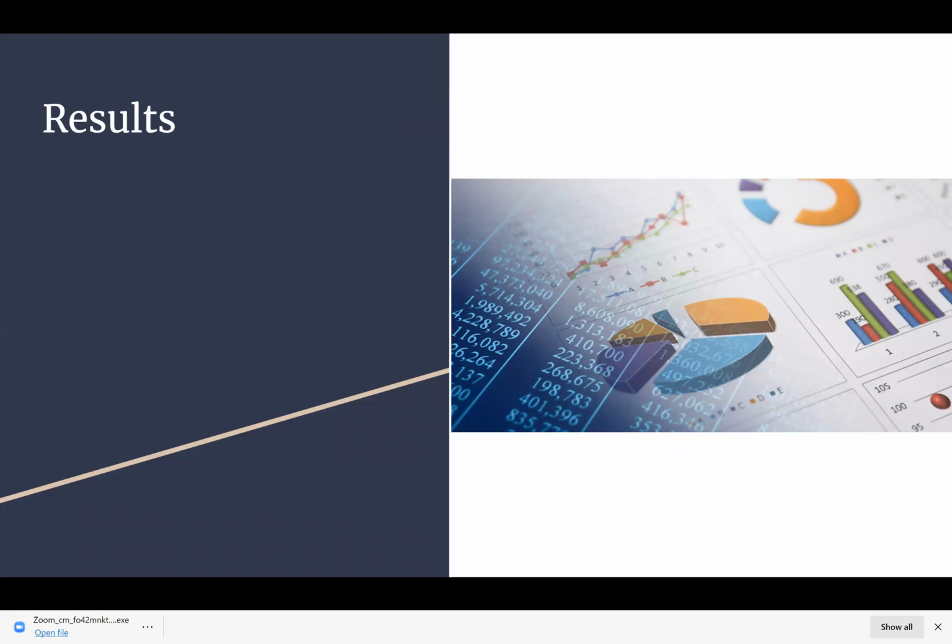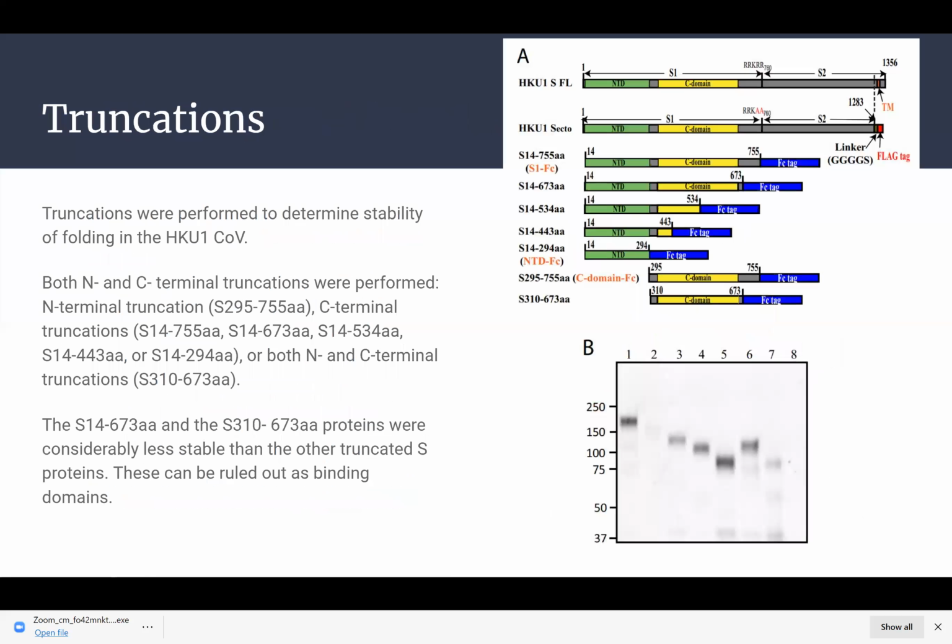All right, then looking at the results of the paper. So first is the truncations. Truncations were performed to determine stability of folding in the HKU1 coronavirus. So this is a little bit like the Chen paper that we looked at last week on Monday. So we can see in figure A that they used different truncations to determine the length of certain variations of the coronavirus.